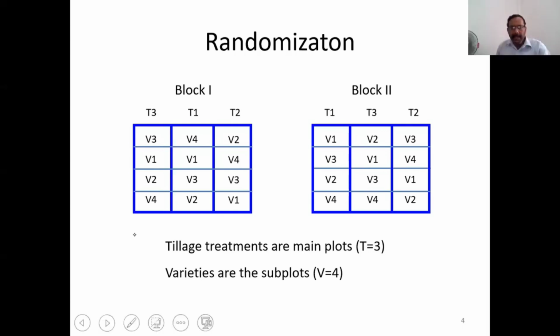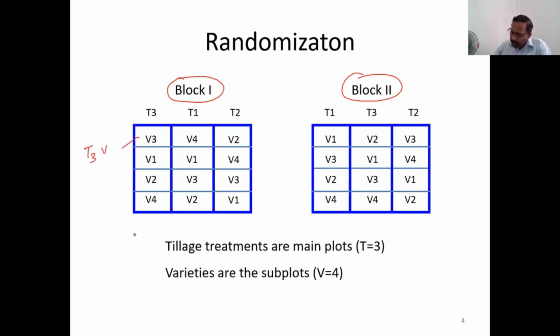So this is how the randomization process takes place. This is one block, we call it block 1. We need at least 2 blocks; only then can we replicate. For example, here this is T3, V3. Within a single block, do you find T3, V3 anywhere else? Is it replicated within the block? No, sir. So this has to be replicated.